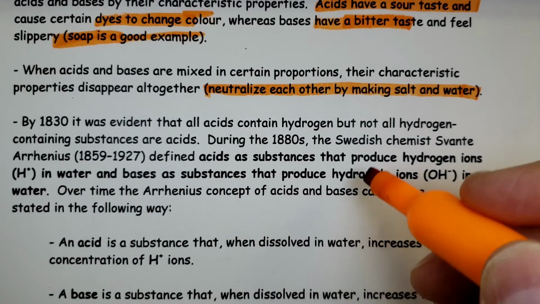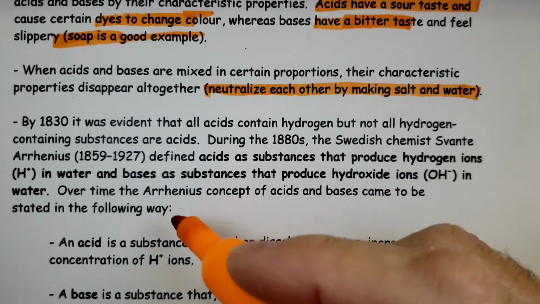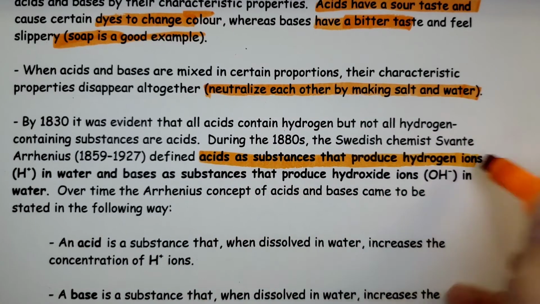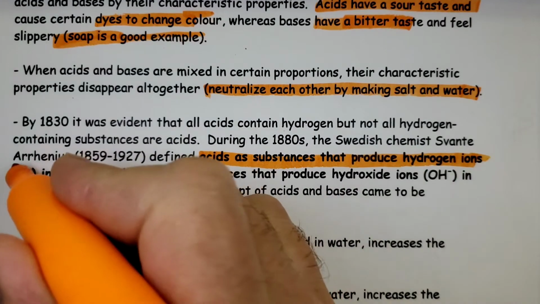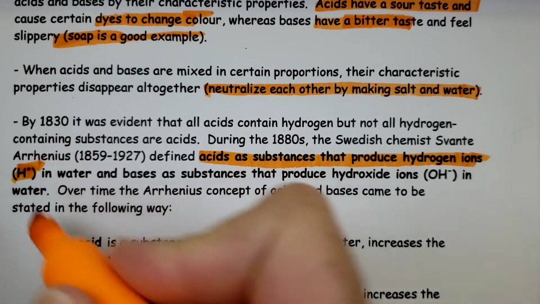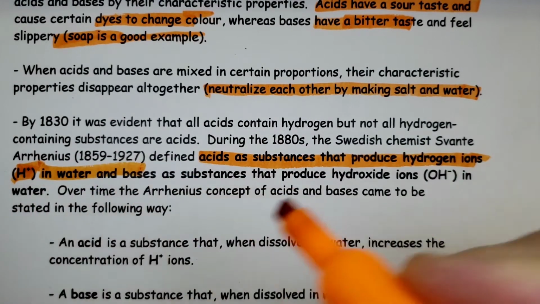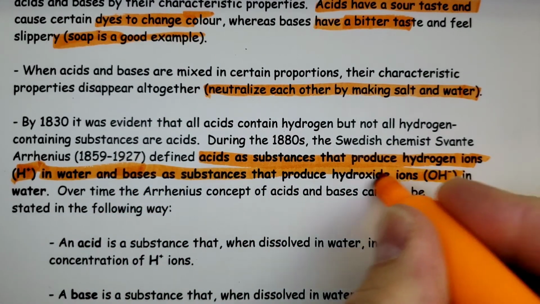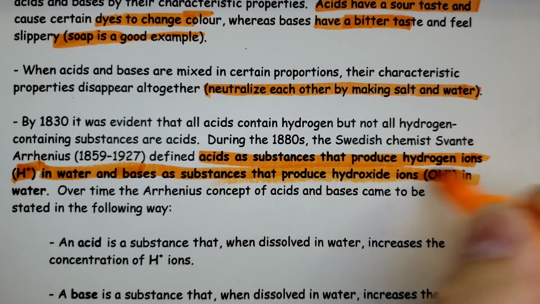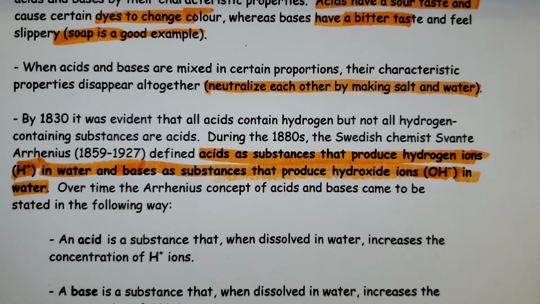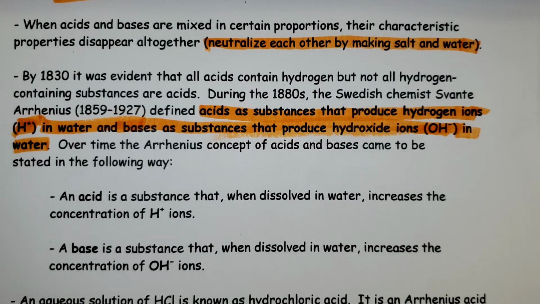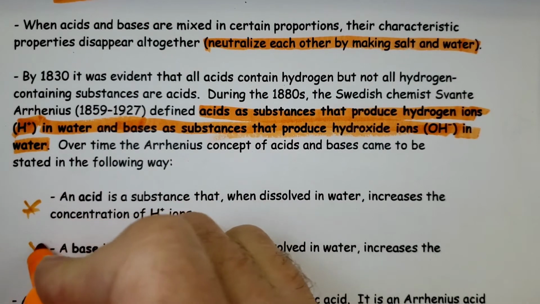During the 1880s, the Swedish chemist Svante Arrhenius defined acids as substances that produce hydrogen ions, H+, in water, and bases are substances that produce hydroxide ions, or OH- ions, in solution. Over time, Arrhenius' concept of acids and bases came to be stated the following way. So, put a little star here.